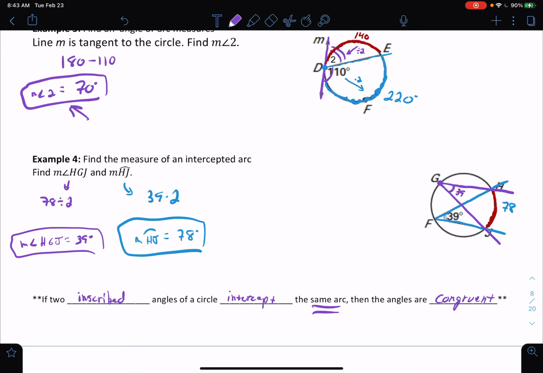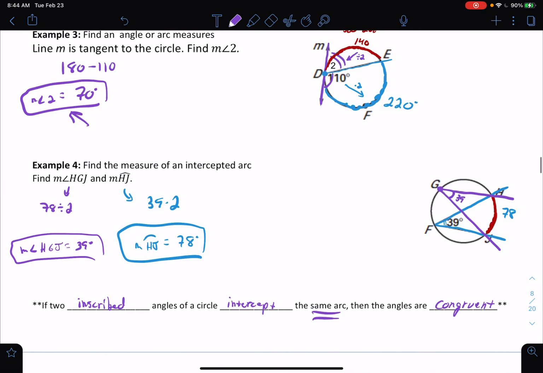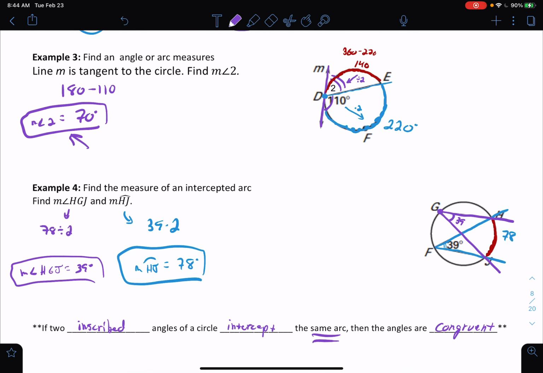That might help speed up the process so that you don't have to do all that work. But the big relationship here is that if your vertex is on the circle, angle equals arc divided by 2. Then you can find missing arcs or angles using that relationship. Just make sure you understand that property.